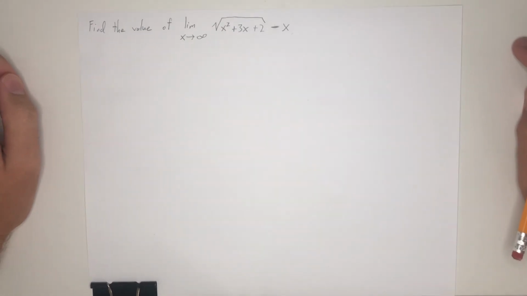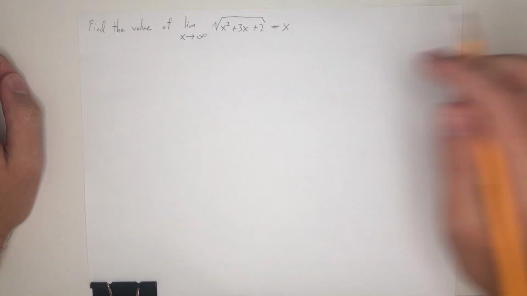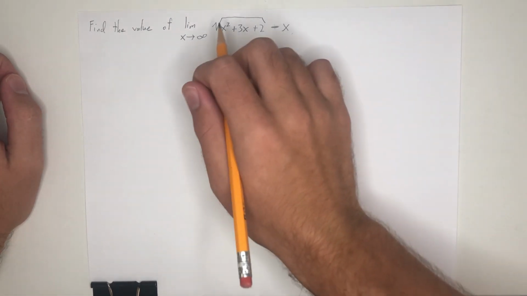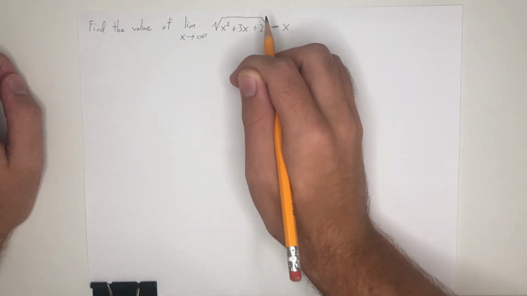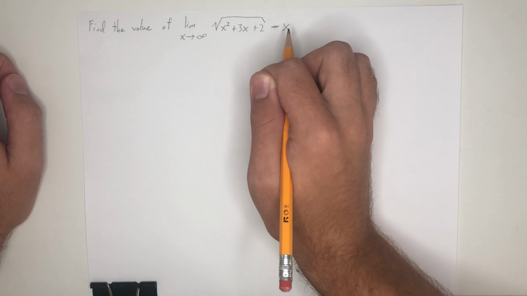Hello there again, this is Holt, and we have another limit problem. This time we have an infinite limit problem. We have the limit as x goes to infinity of the square root of x squared plus 3x plus 2 minus the square root of x squared.